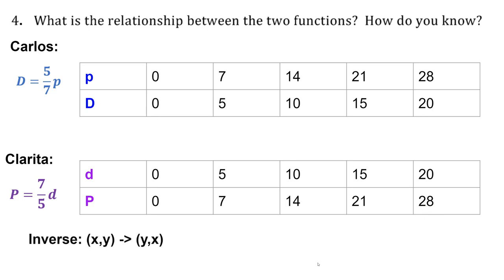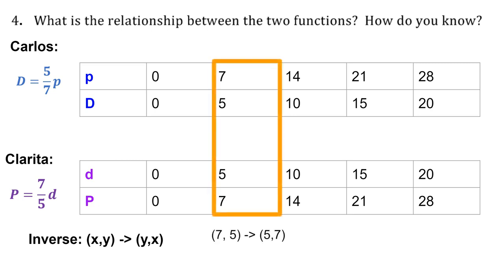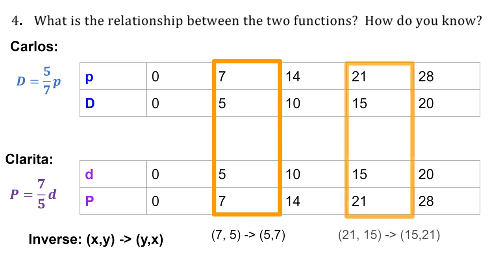We need to know that an inverse relationship is evident from a table when the x-y points get switched to become y-x points. So is that happening from Carlos's table to Clarita's table? If we look, we can see that it is. For example, here 7,5 became 5,7, and over here 21,15 became 15,21. You can look at all the other points that are lined up in columns and see that x-y is becoming y-x. So these are inverse functions.